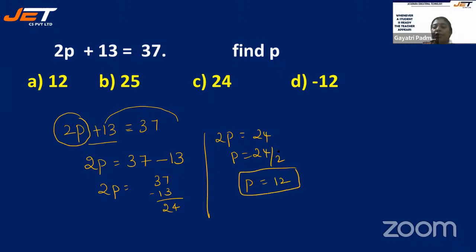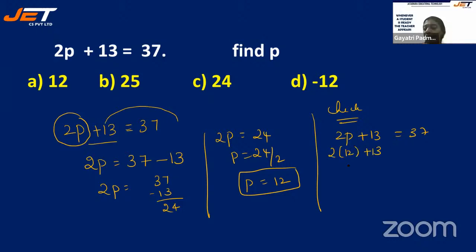All right. So for such sums, if you have time, you can also do the checking. How do you do the checking? Bring the equation. Substitute the value of p, that is 2 into 12 plus 13. So what do you get? 2 12s are 24 plus 13, which is 37. So that is your right hand side. So your value of p is correct.